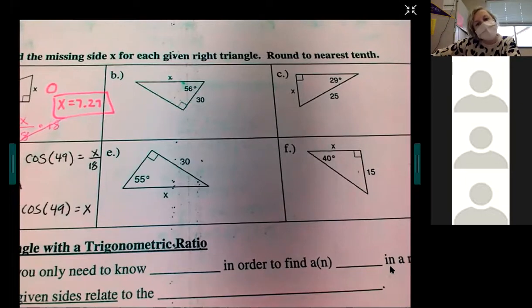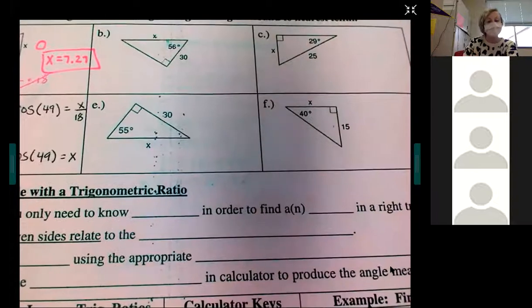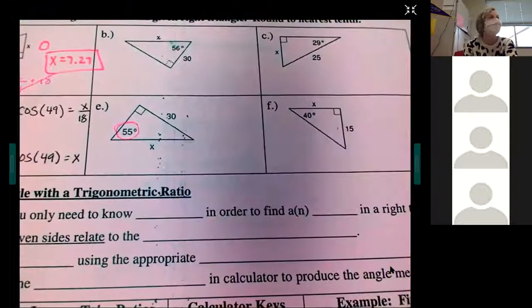Let me make sure I pick a good one. This one's perfect. Let's do E. What'd you say, babe? Yeah, the bottom is for tomorrow. All right. First step, what do you do? Circle your angle. Thank you, L'Oreal. Extra credit. Then what do I do?